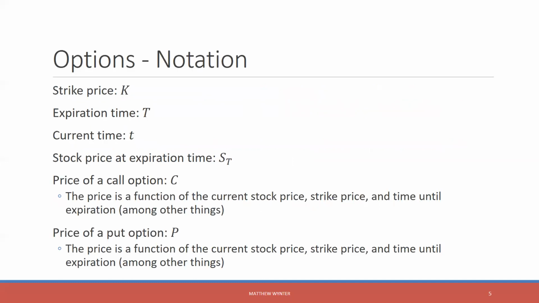Let's go through some notation. We have a strike price K, an expiration time, capital T, current time, lowercase t, and then the stock price at expiration, S subscript capital T. There's the price for the call option, which will be C, and the price for the put option, which will be P. Those prices are going to be a function of the current stock price, the strike price that we lock in, and how long we have to use the stock, amongst many other things. But those are sort of the fundamental things that we'll think about.